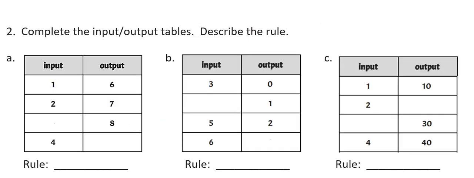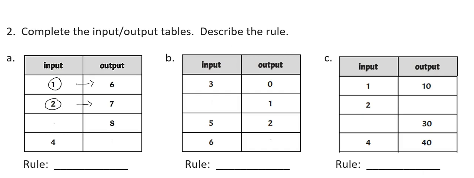Here we're looking at input-output tables. What that means is we're going to take a number and do something to that number to get the output number. Here I have 1. I performed some sort of operation on it to get 6 as my output number. My first thought would be that I could be adding 5. Let's test out the second number to see if that holds true. If I put in 2 and add 5 to it and I get 7, that would be correct.